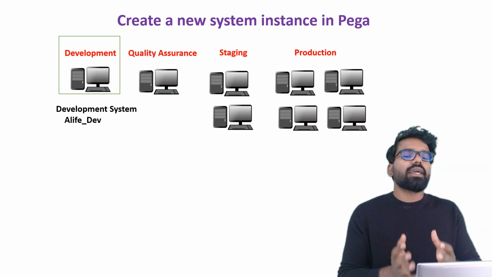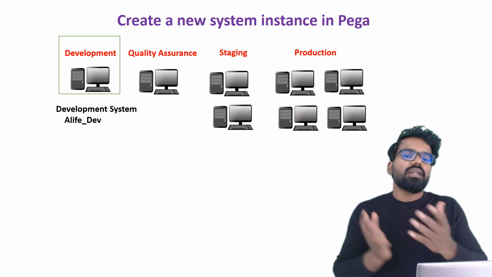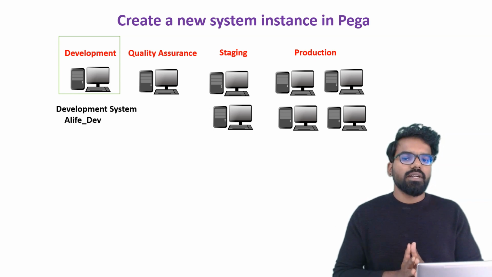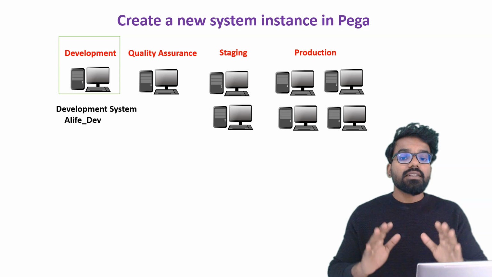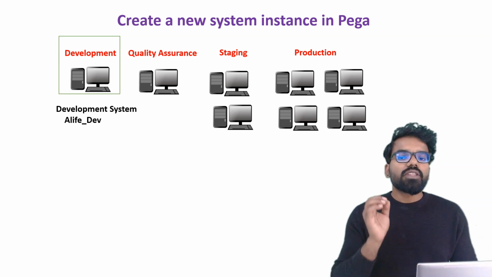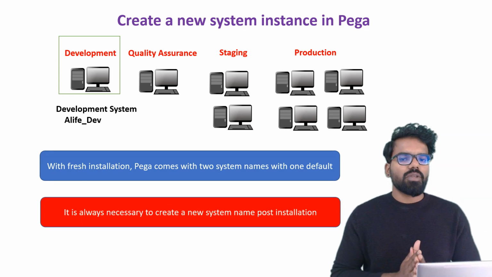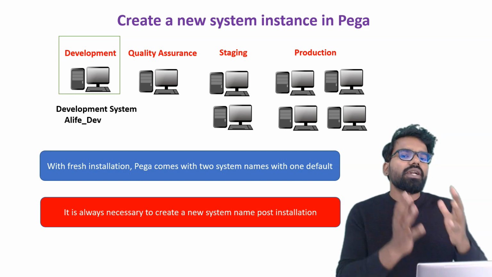Similarly, in QA, I can have A-Life_QA, and staging, I can have A-Life_staging, and finally in production, I can have A-Life_production. So you need to have a system name created in Pega. Under the system name, you can do some system-wide configurations. So with fresh installation of Pega, you get 2 system names out of the box. It can be PRPC and Pega, and one will be your default system name.